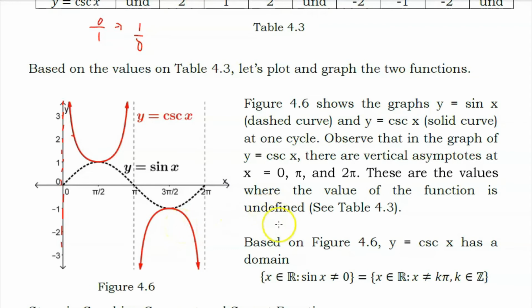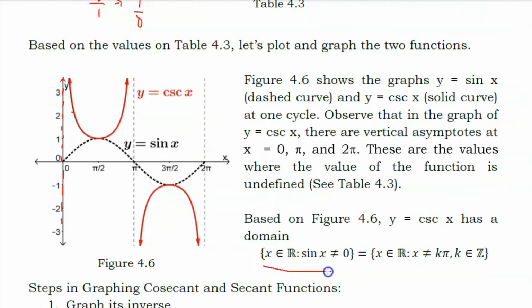So, we notice that the domain of our cosecant x is those that belong to the real numbers where sine x must not be equal to 0. So, therefore, dapat dili 0 si sine x. Kaya mahimo man siya undefined kung 0 ang value ni sine x. Diba? Kaya kung i-reciprocal na to, undefined man siya. So thus, take note that the domain of our cosecant x is a set of real numbers where x must not be equal to k pi, where k is an element of an integer.